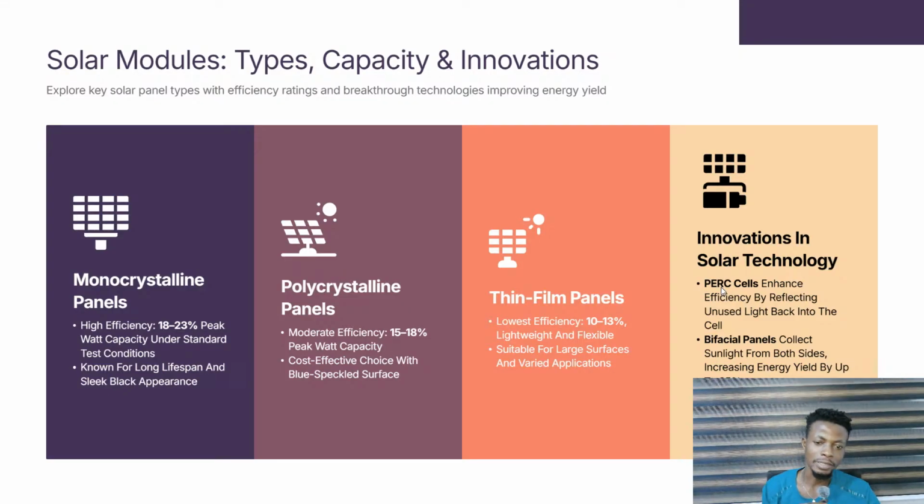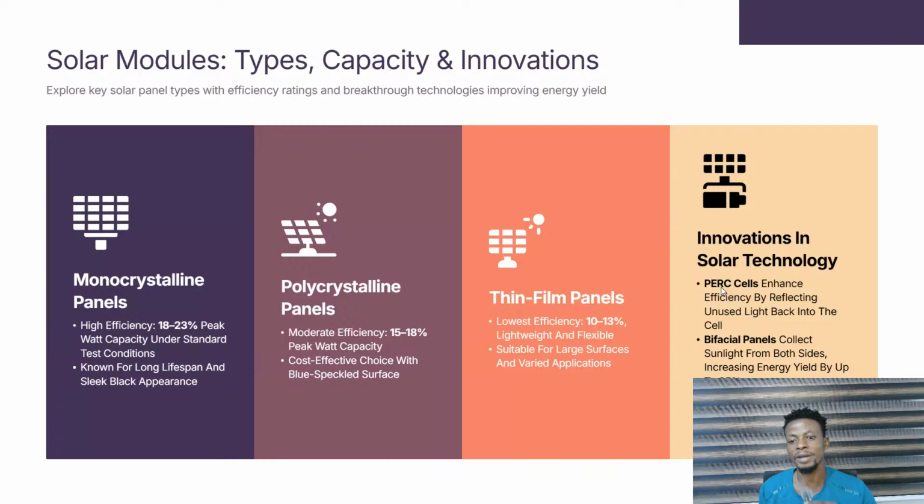Now, when the light is hitting your solar panel, right? There's every tendency that there are some lights that are just on the surface of the panel. Right? They are not really reflecting to cause electrons to move and thereby generating current or electricity for you. So PERC cells ensure that they reflect back the unused light into the cells, such that the cells have even more light to use in converting to electricity and all of that.